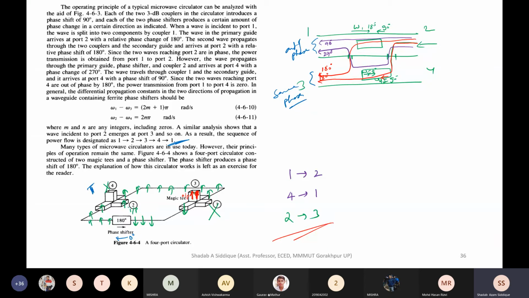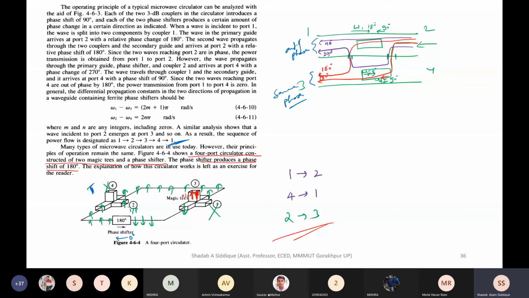If I ask you, can you make a 4-port circulator using 2 magic T and a phase shifter? You can say yes, we can. We can make a 4-port circulator using 2 magic T and a phase shifter. I hope you understand. You can see here it is written: a 4-port circulator constructed of 2 magic T's and a phase shifter, and the phase shifter produces a phase shift of 180 degrees. Okay, clear?